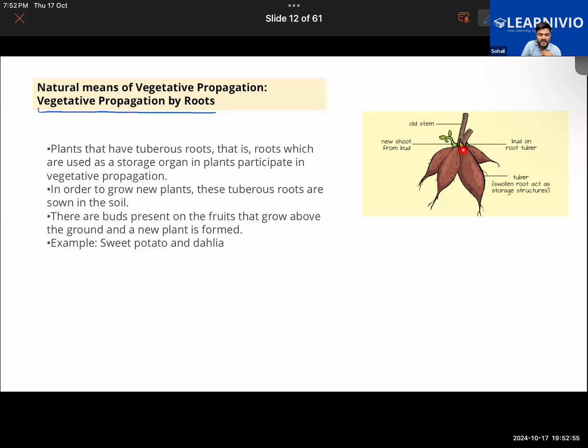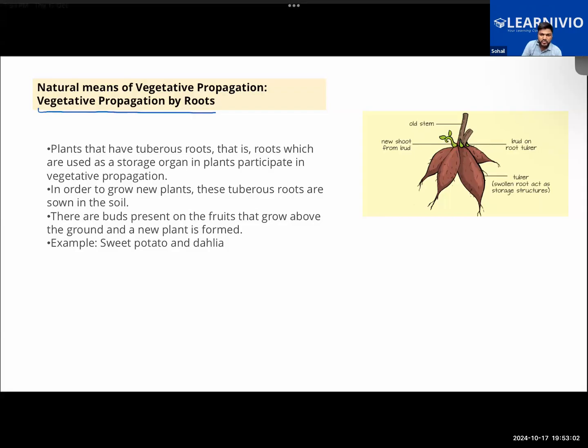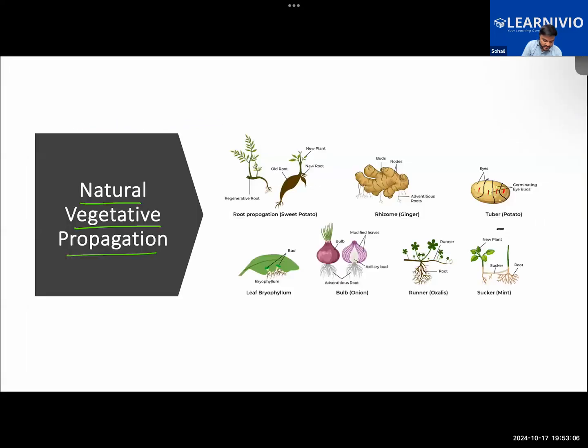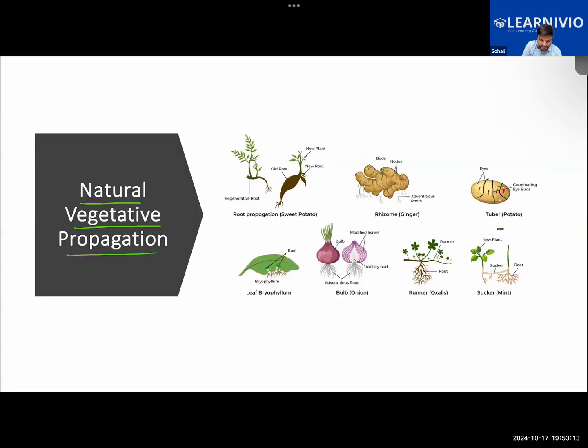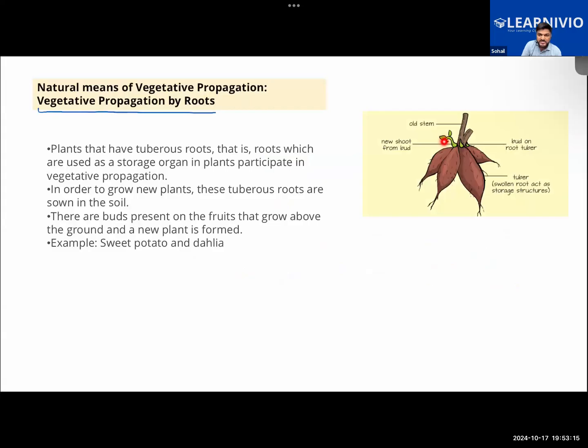Later on, as the bud grows further, it will develop into a small shoot. Remember the term shoot, which in the previous class I said is generally used for a small plant also. Sometimes a new plant is also called a shoot. So this is just a tiny plant that is growing. A new shoot is forming here. Further, this will develop into a new sweet potato plant. I hope this is clear to everyone.